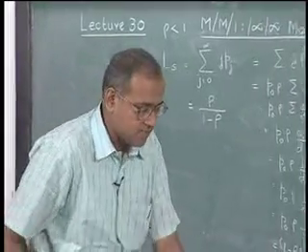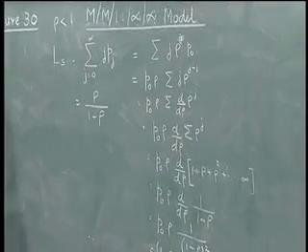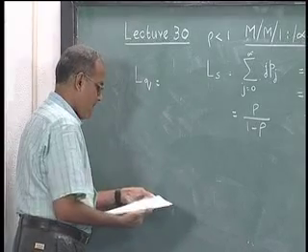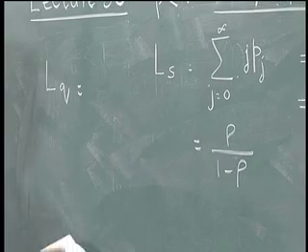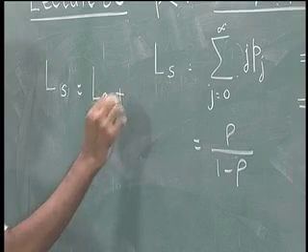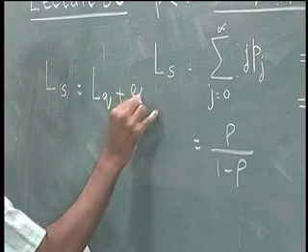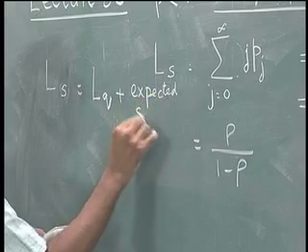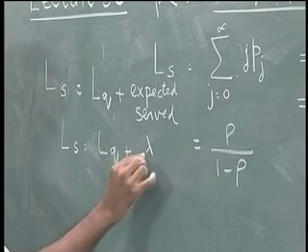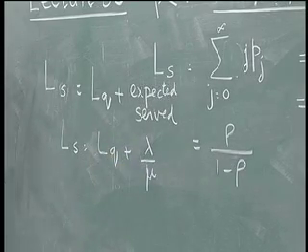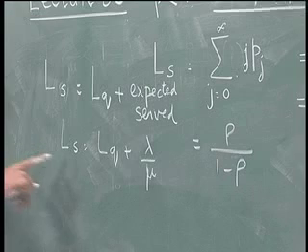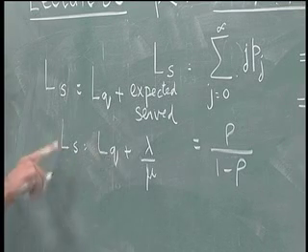Now, we need to write down the expressions for the other ones. The expected number of people in the system is equal to the expected number of people in the queue plus the expected number of people who are being served. So, we can get Ls is equal to Lq plus lambda by mu. Lambda by mu, or rho, represents the expected number of people who are being served. So, from this we can get the expression for Lq once we know Ls.